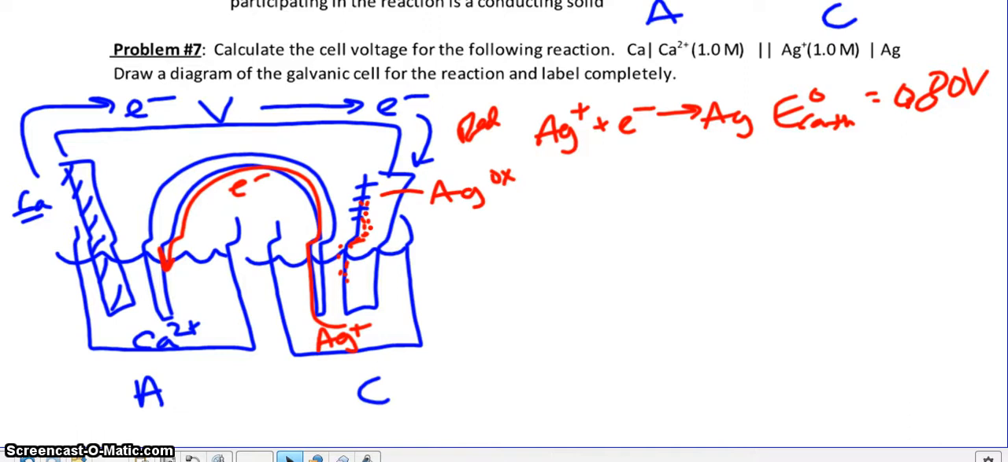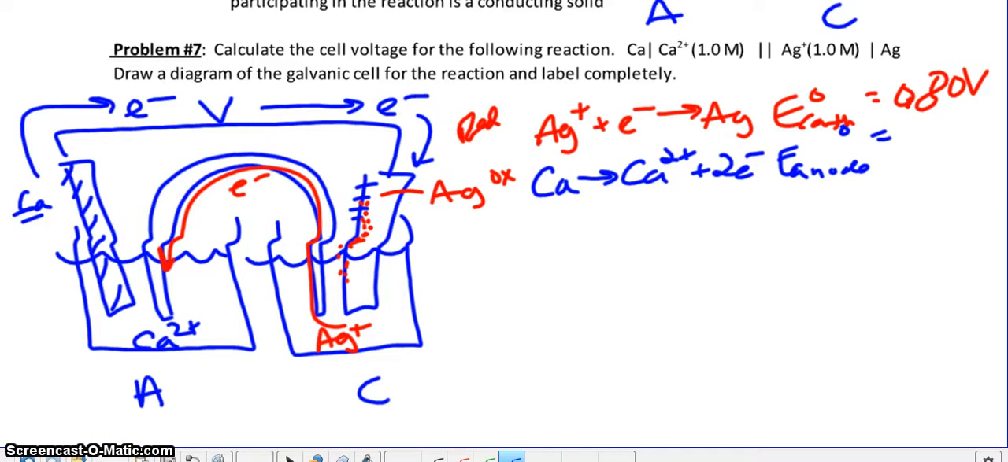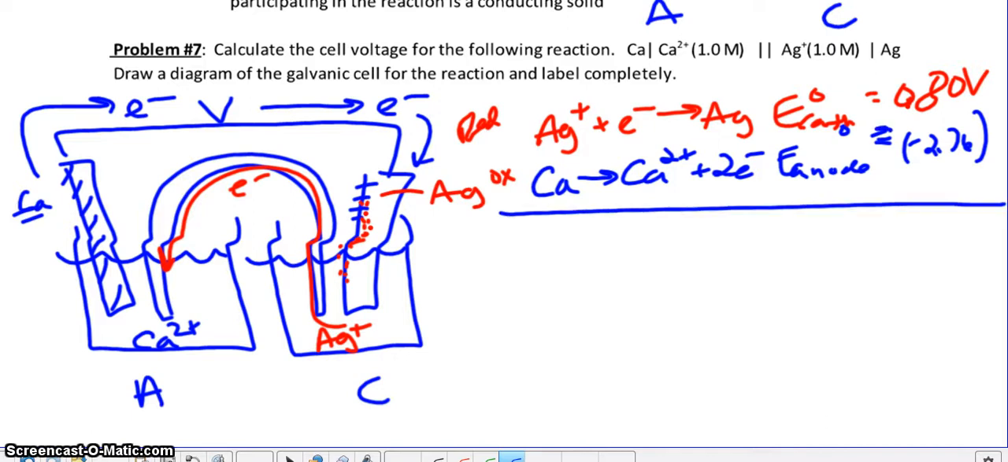And what will that be? That will be your calcium losing 2 electrons to make the calcium ion. And the E naught for the anode here is equal to negative 2.76. There's a negative right here if you can't see it. And so let's go ahead and, oh, wait a minute, I have to balance my top reaction here, because I have 2 electrons here and 1 here, so I need to multiply that by 2.